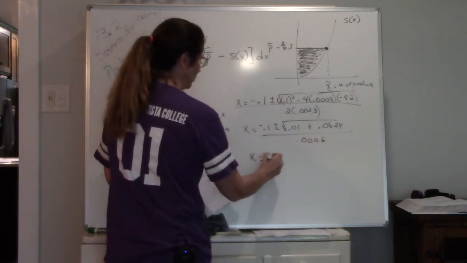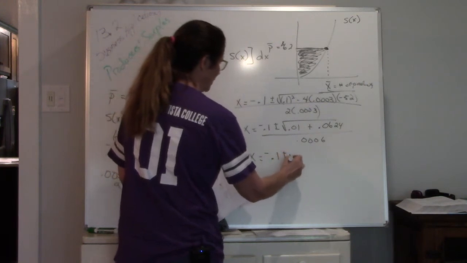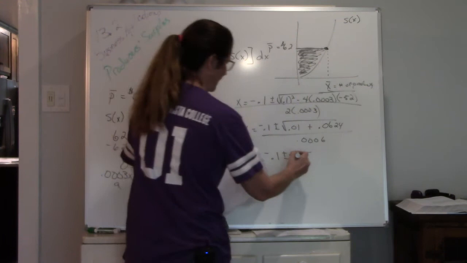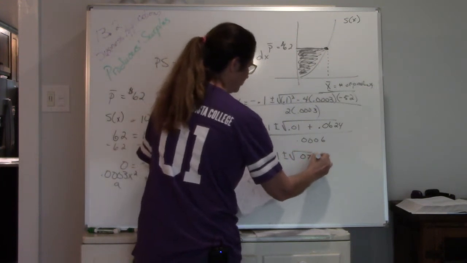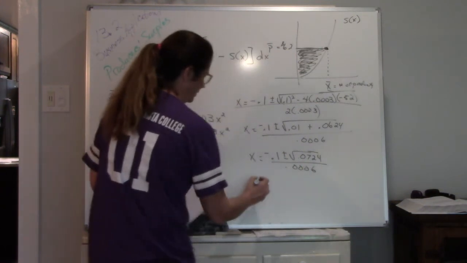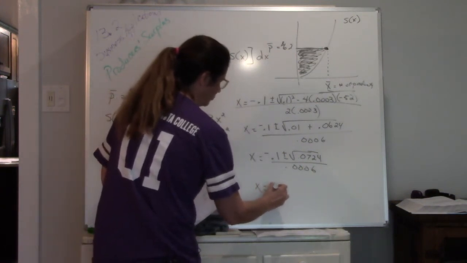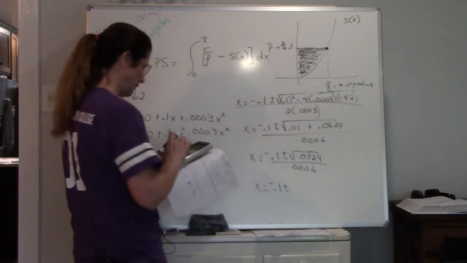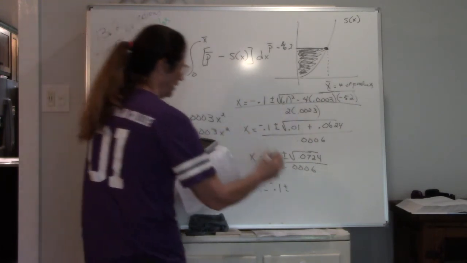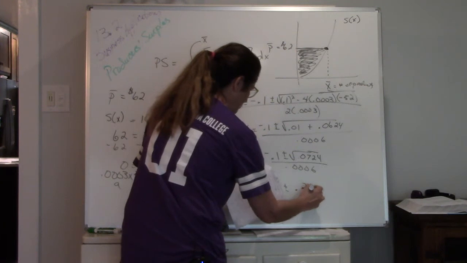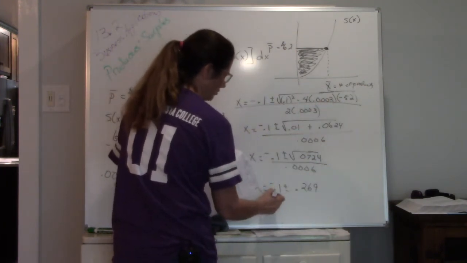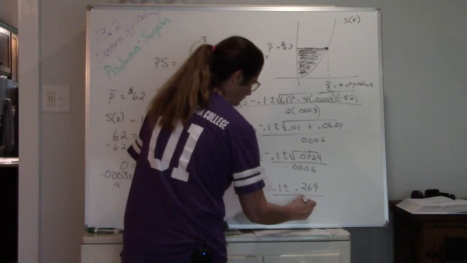And now I'm going to keep going. Negative 0.1 plus or minus. When I add my 0.01 to that, I get 0.0724 all over 0.0006. And then I get negative 0.1 plus or minus. I take the square root of 0.0724, and I get 0.26907 and so on. Because there's a 0, I can drop it there.